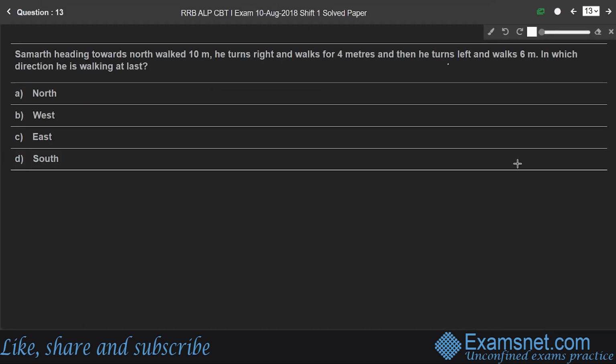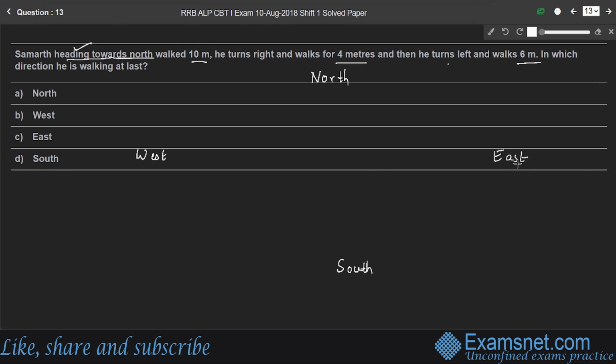Question number 13. Samarth, heading towards north, walked 10 meters. He turns right and walks for 4 meters. Then he turns left and walks 6 meters. In which direction is he walking at last? We'll consider the directions north, south, east and west.